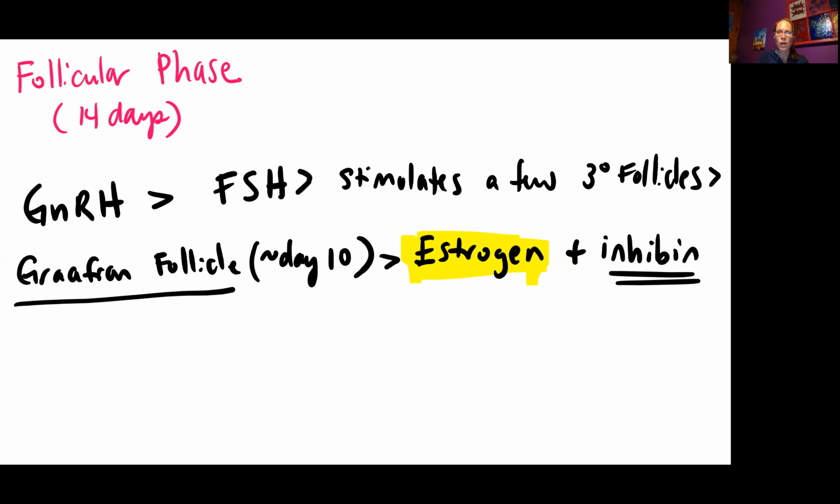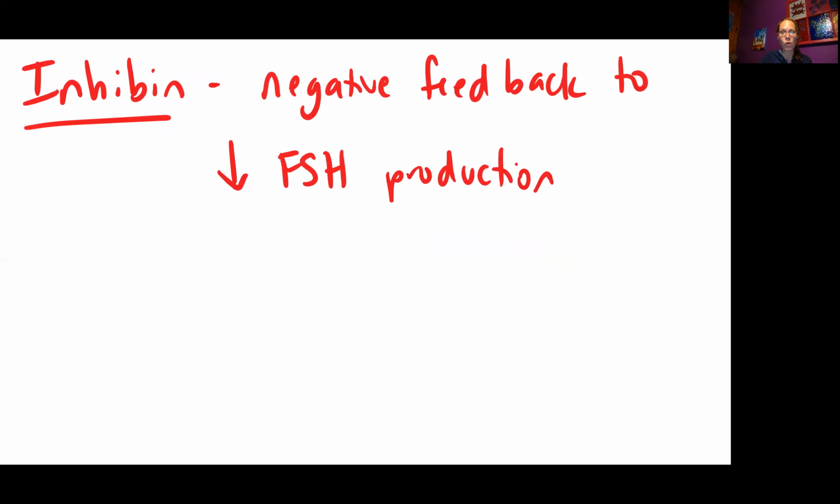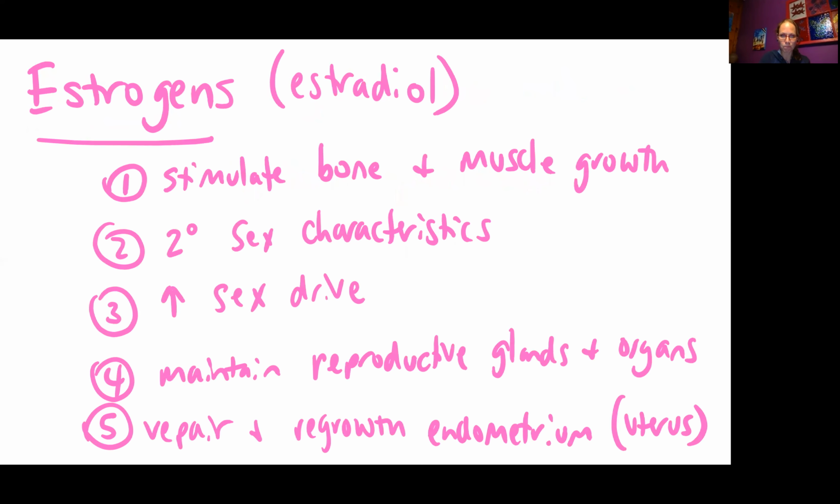Once we get that Graafian follicle, it takes over and it's going to be releasing two major hormones, estrogens. There's actually a whole group of hormones that are in this category, as well as the hormone inhibin. Now, we have seen inhibin before in the male reproductive system. It is going to provide a negative feedback mechanism to reduce the production of FSH so that we're not going to get multiple Graafian follicles produced.